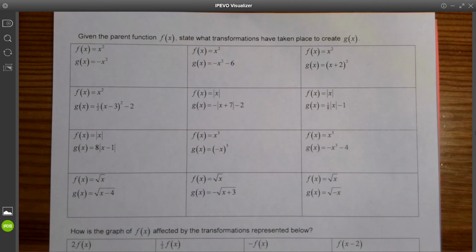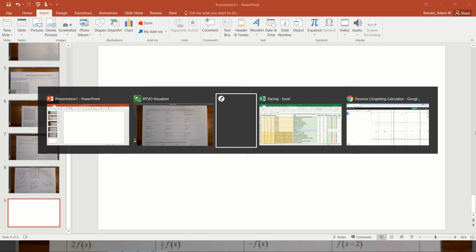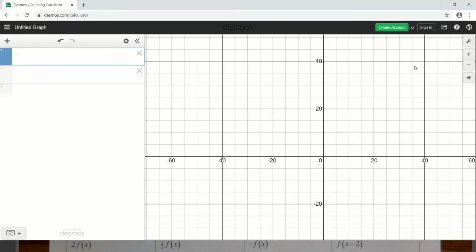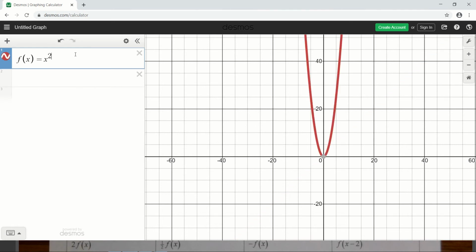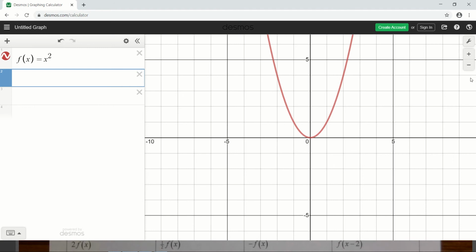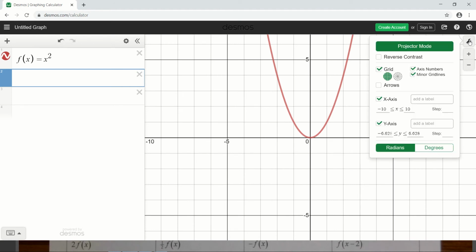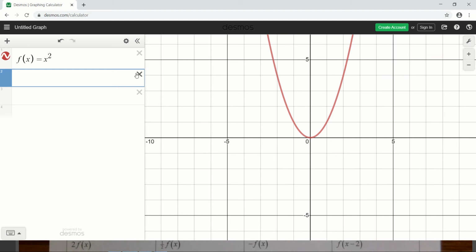There's a lot of empty space at the bottom of the paper, and we'll start dealing with that. So we're just going to start typing. I'll call it f of x. f of x equals x squared. So here's our parent function. I'm going to go to a standard viewing window, default zoom right there. In case you are following along, you could click up here at the wrench and click projector mode. Just makes it bigger and bolder.